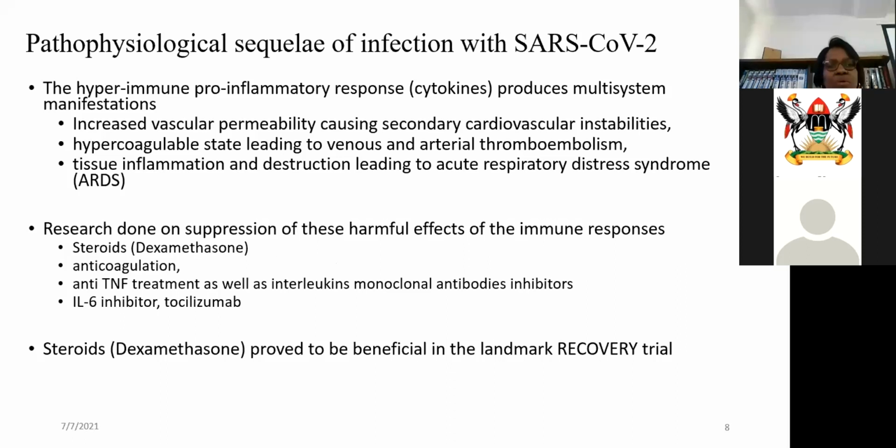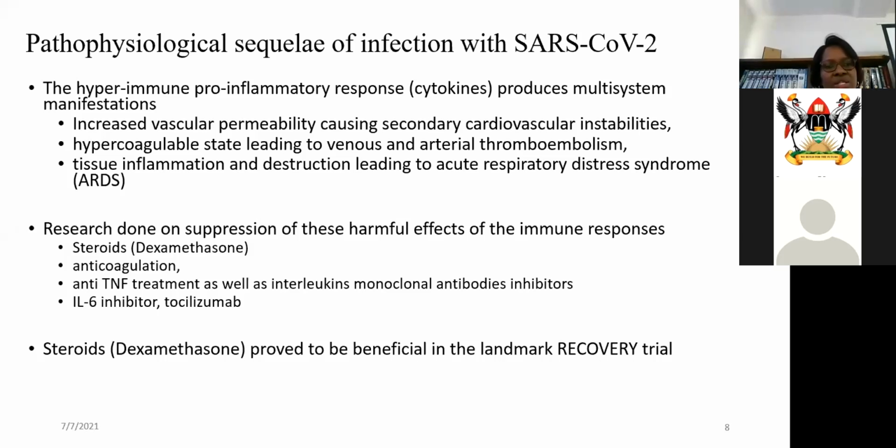The other one is anticoagulation. As I explained, these patients, those with severe and critical disease, are in a hypercoagulable state. So they need anticoagulation prophylaxis to prevent them from getting thrombosis.